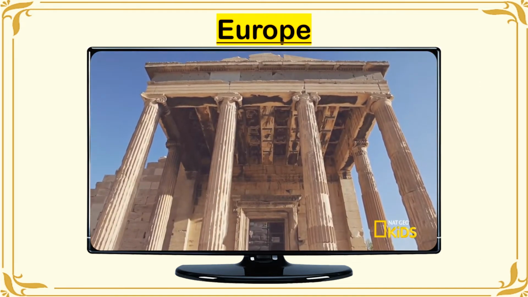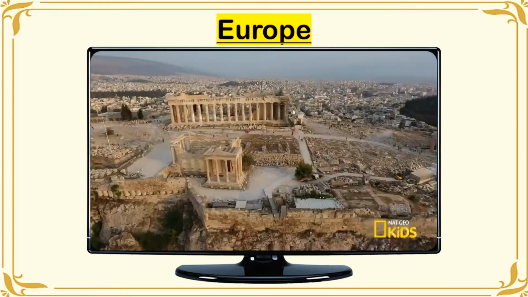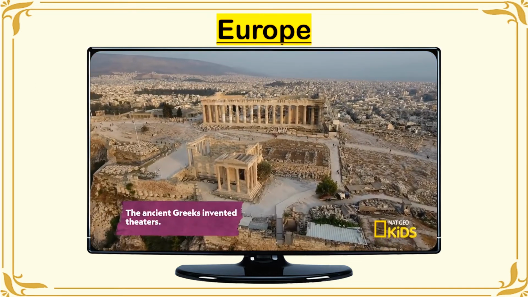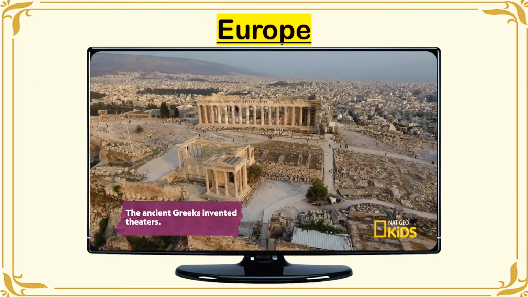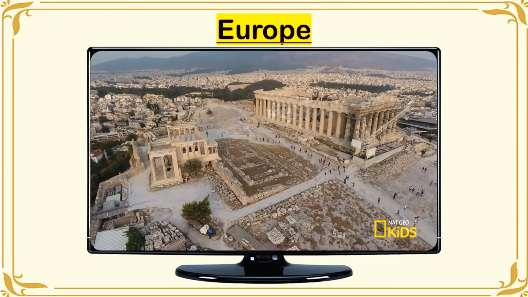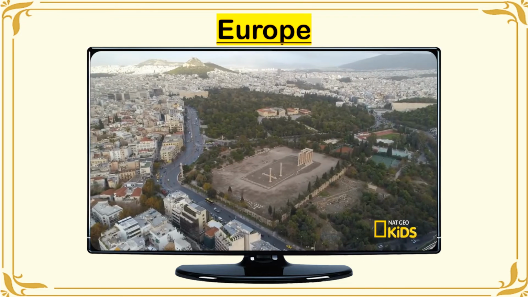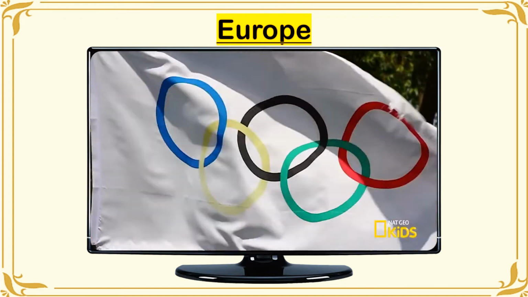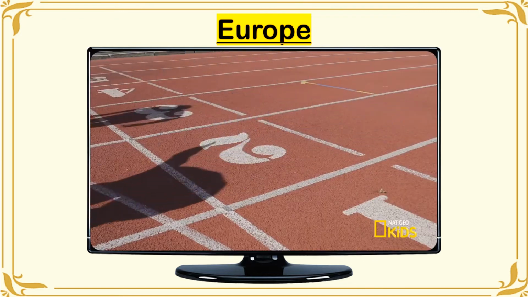In the 6th century in Athens, Greece, amazing artistic theaters and temples were built. Ancient Greeks loved watching plays and hosting special events to honor their gods. The celebrations held in the city of Olympia inspired the world's Olympic Games.